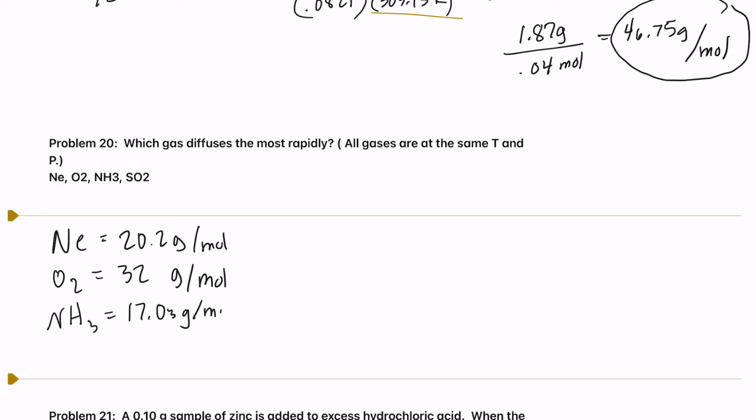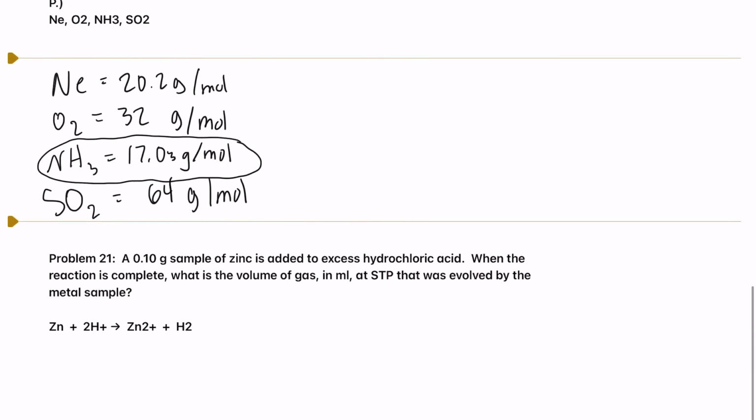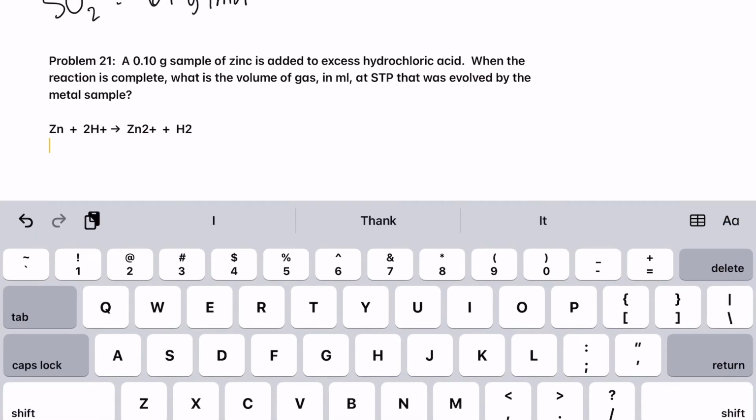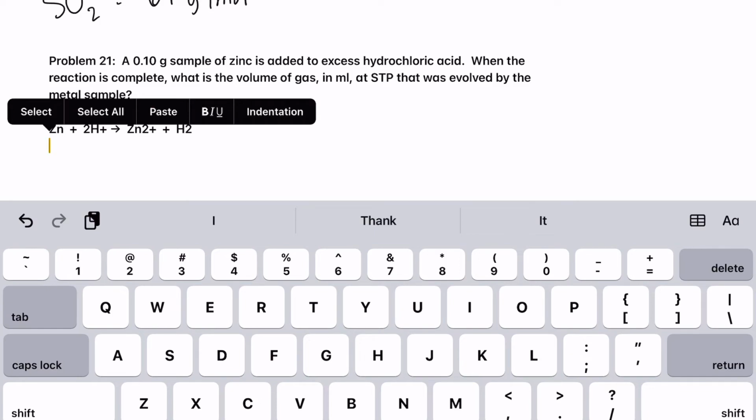Neon, 20.2 grams per mole. O2, 32 grams per mole. Ammonia, 17.03 grams per mole. SO2, 64 grams per mole. So the one that has the least mass per mole would diffuse the quickest. Takes a little bit less energy to move it.